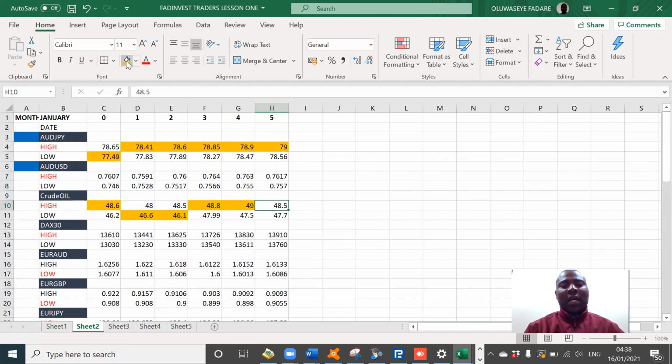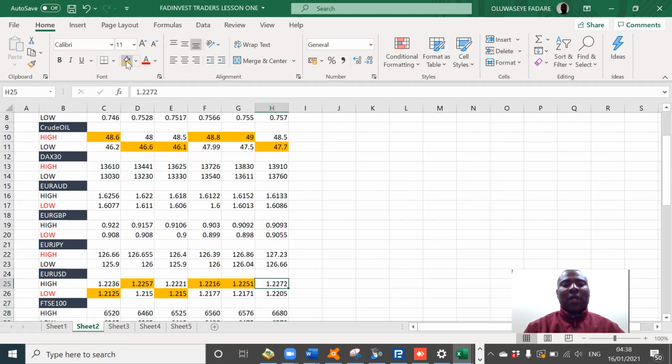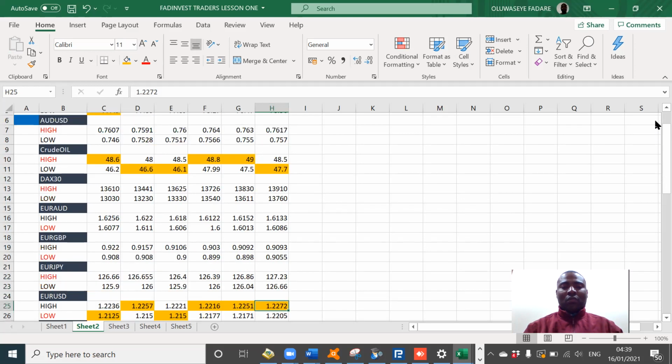Our I, is it higher than 49? No. Then we revert to the low. For Euro USD, our I, 1.2272. Is it higher than our I? Yes. So we color it. So that's how we are going to do continually until the end of the period. But on a daily basis, we're able to have an idea of the direction. So having done this, what next can we do?